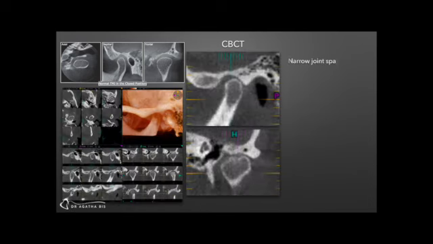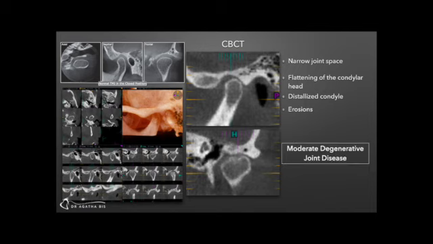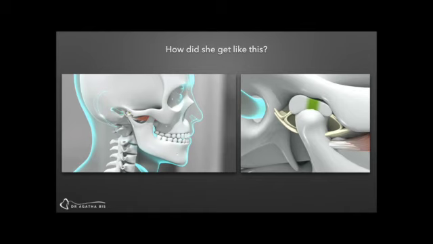Here's her left side. Again, very narrow joint space, non-existent in the distal, flattening of the condylar head, distalized condyle, severe erosions, again moderate degenerative joint disease. So how did she get like this? Well, let's take a look.